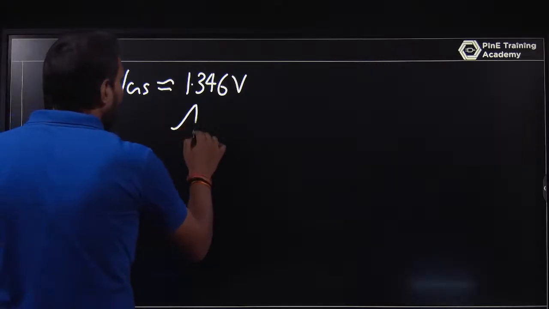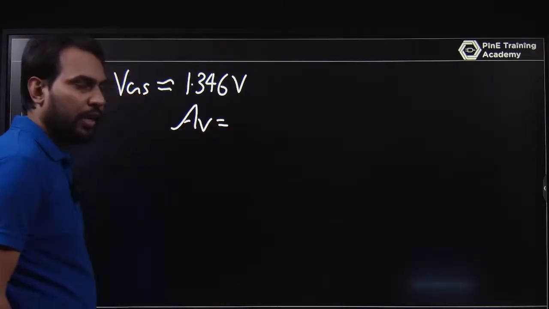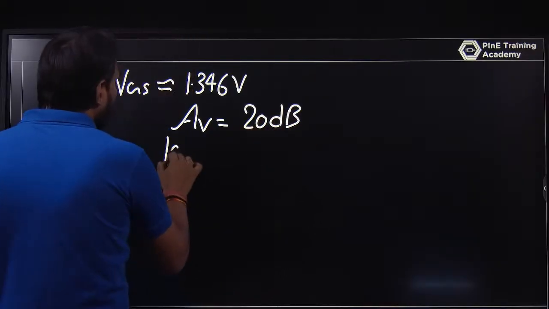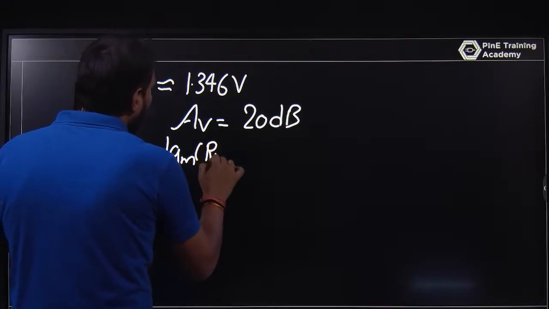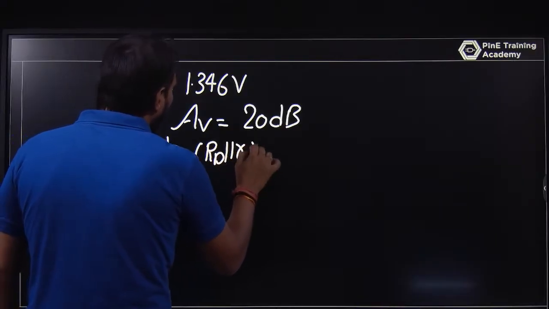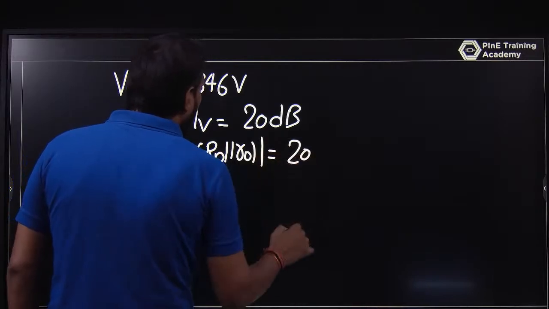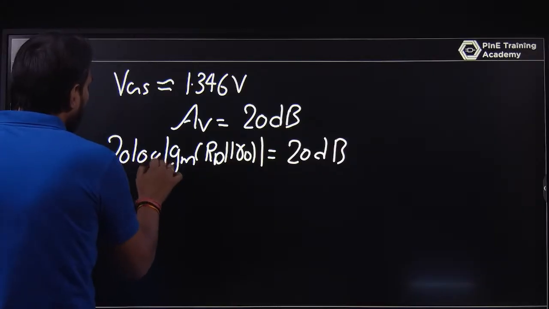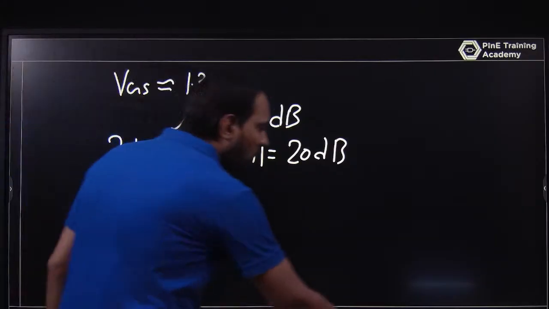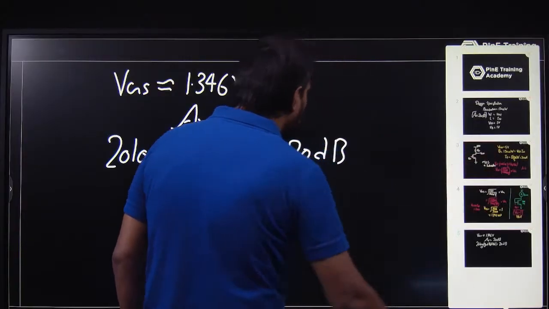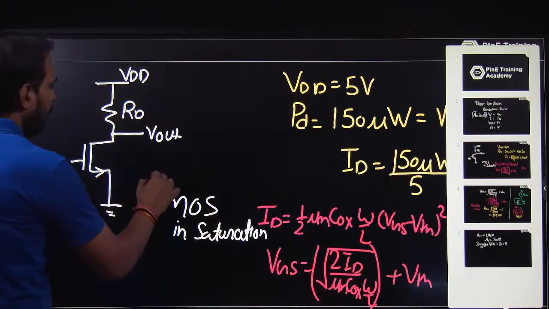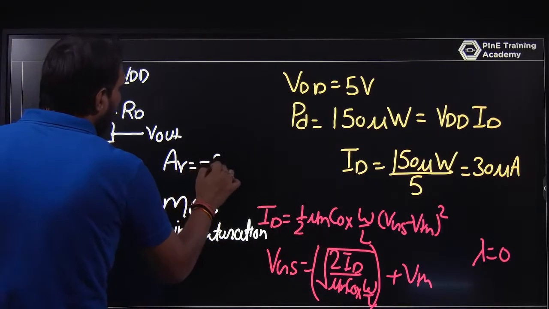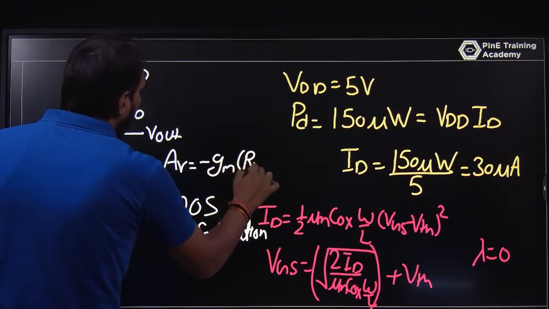The gain is 20 dB there. That is GM RD parallel of R0, by the help of a common source amplifier. This is 20 dB, 20 log of this is 20 dB. That common source amplifier has a gain AV equal to minus GM RD parallel of R0.